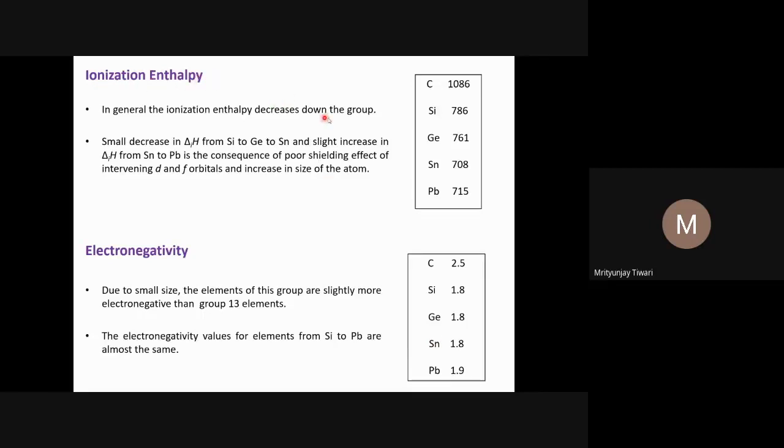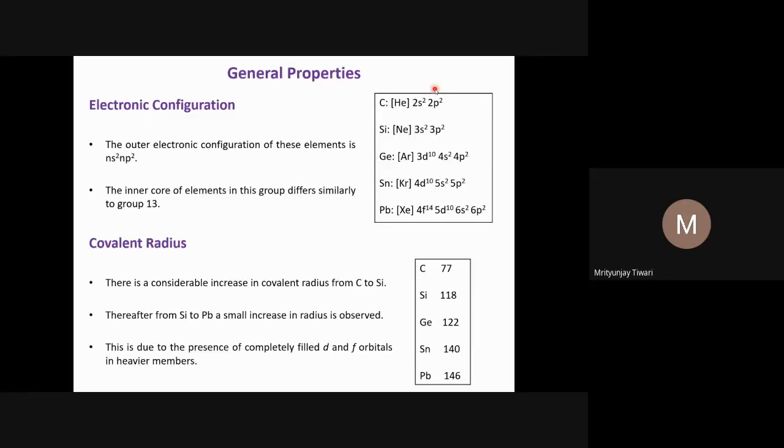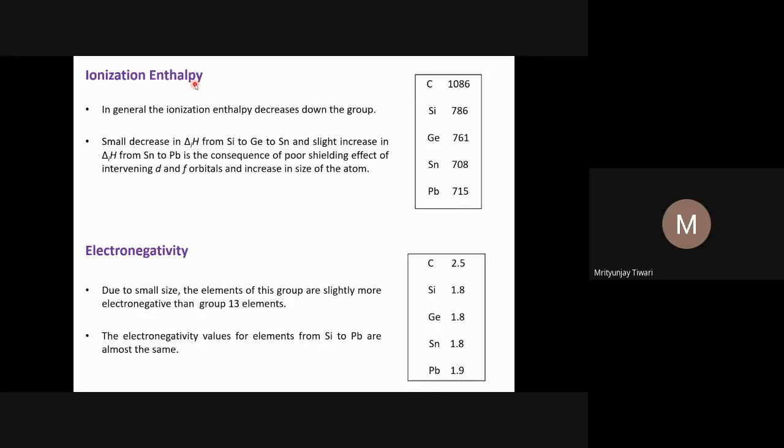Look into the ionization enthalpy. Ionization enthalpy, we know it's highest for carbon. Covalent radius is lowest for carbon and highest for lead. And the ionization enthalpy we see is highest for carbon, and we know carbon is a non-metallic element, and its non-metallic property is highest in this group. So as we go down, the metallic property increases, and there is a general trend that we know from the periodic property.